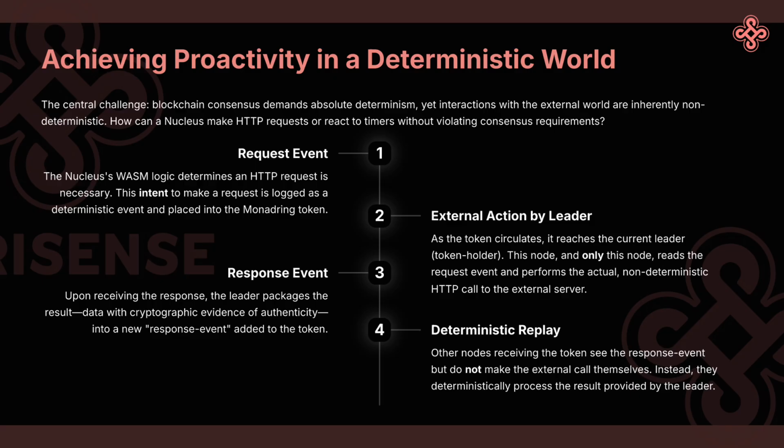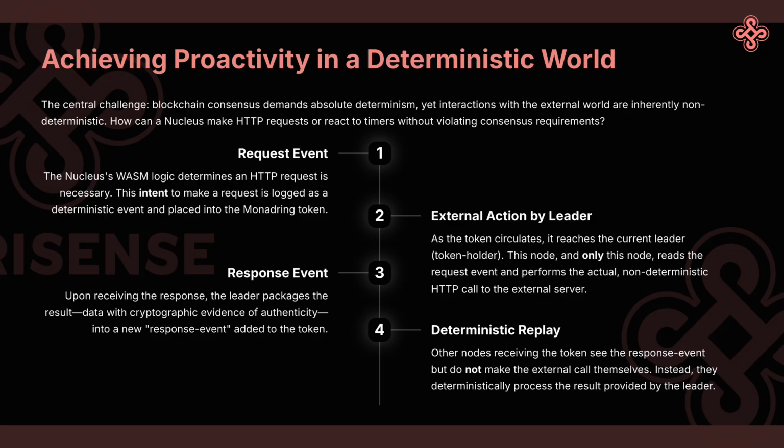log. The same principle of the leader executes, others verify, applies to timers as well. When a timer is set, it is logged as an event. Once the time elapses, the first node to notice this, typically the current leader, generates a timer-fired event and injects it into the token. All other nodes then process this event deterministically. Through this mechanism, the on-chain and off-chain worlds are seamlessly interconnected, allowing nuclei to be active and responsive while maintaining the perfect, verifiable consensus necessary for a secure blockchain.